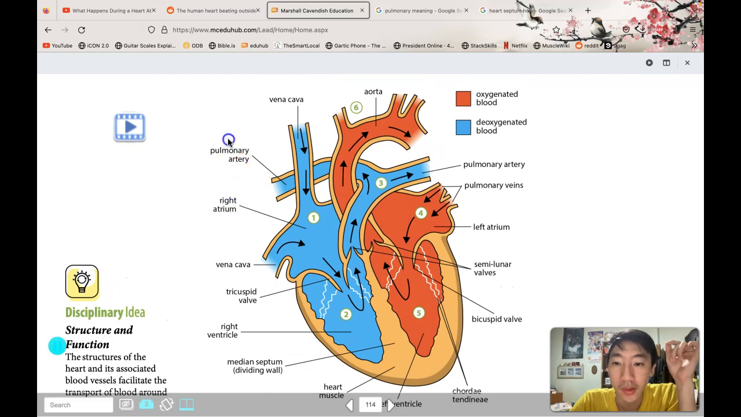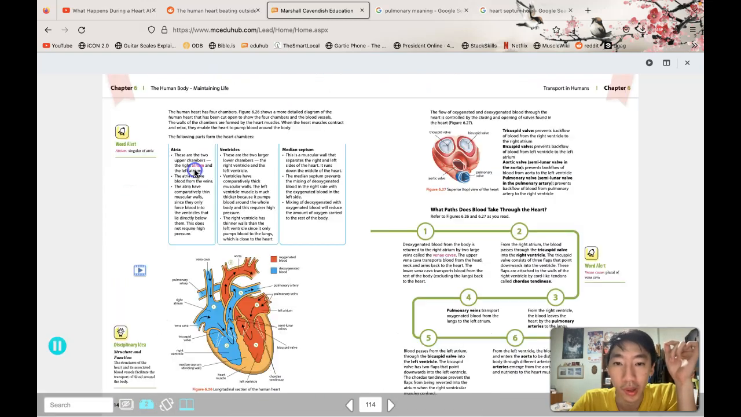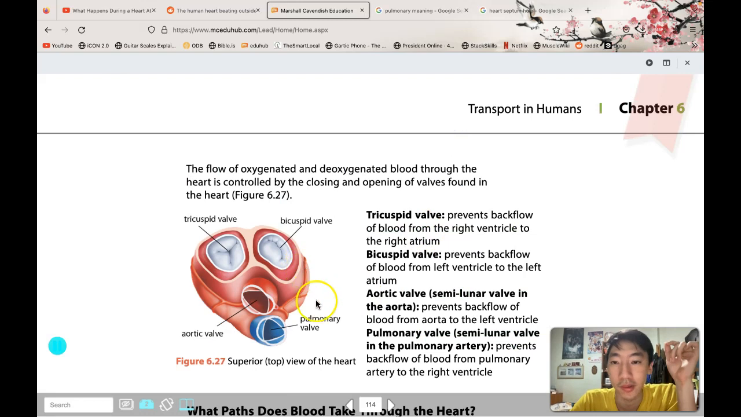Anything else that I missed? Nope, got everything. Okay, let's talk about valves.